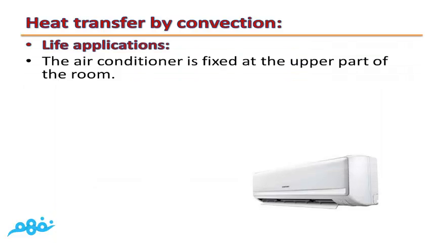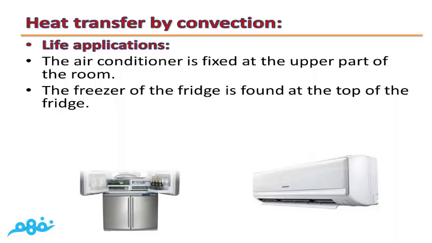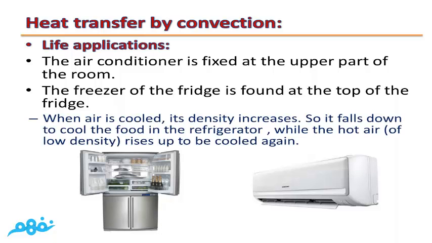Life applications. The air conditioner is fixed at the upper part of the room. Why? Give reason. Also, the freezer of the fridge is found at the top of the fridge. This is because when air is cooled, its density increases, so it falls down to cool the food in the refrigerator, while the hot air of low density rises up to be cooled again.